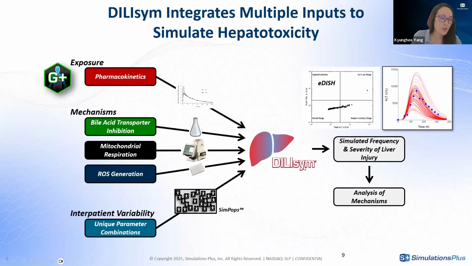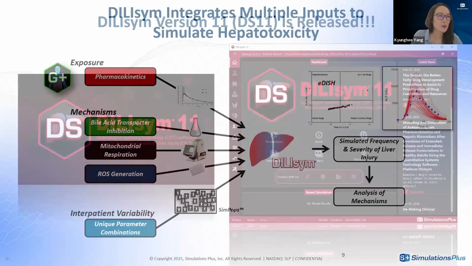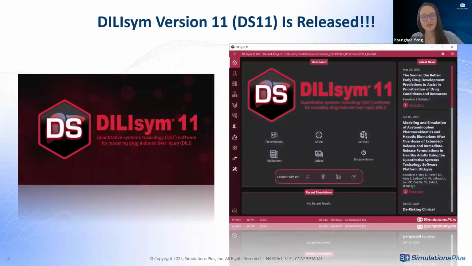So within DILIsym, the simulations integrate exposure and the mechanistic interference. And model outputs are actually dynamic, like the time course of hepatic injury and associated hepatic biomarkers. And we also have the famous Hy's law plot as one of the key model outputs. So that's a very high-level overview of DILIsym.